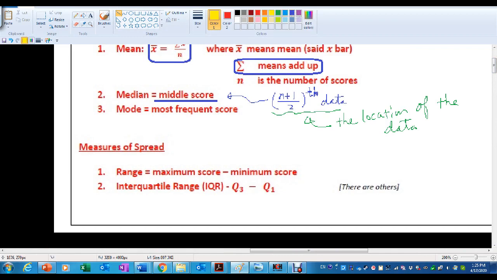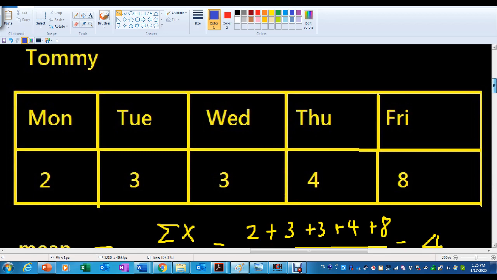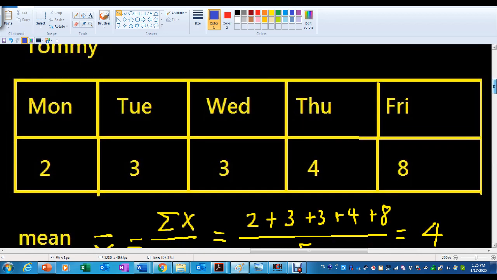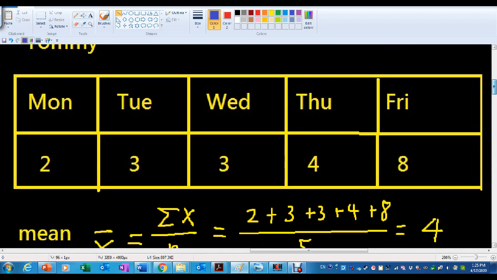And the last way to represent the data is what we call the most frequent data. That's what we call mode. Okay, most frequent. So you need to look for the data which appears the most times, right? So you see 2, is 2 a mode?